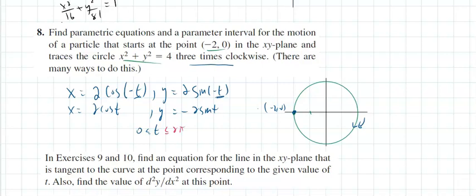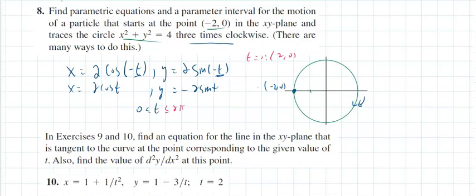If I run this to 2 pi, at t equals 0, I am at 2, 0. Oh, I want to start at negative 2, 0. I didn't pay attention to that. Let me think about that. Okay, well, now that I see this, there are multiple ways of doing this. This is just like number 4.